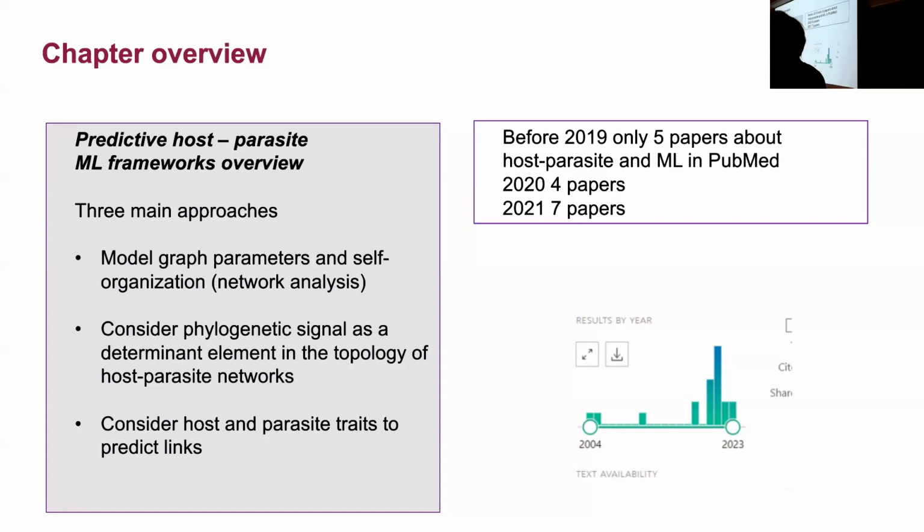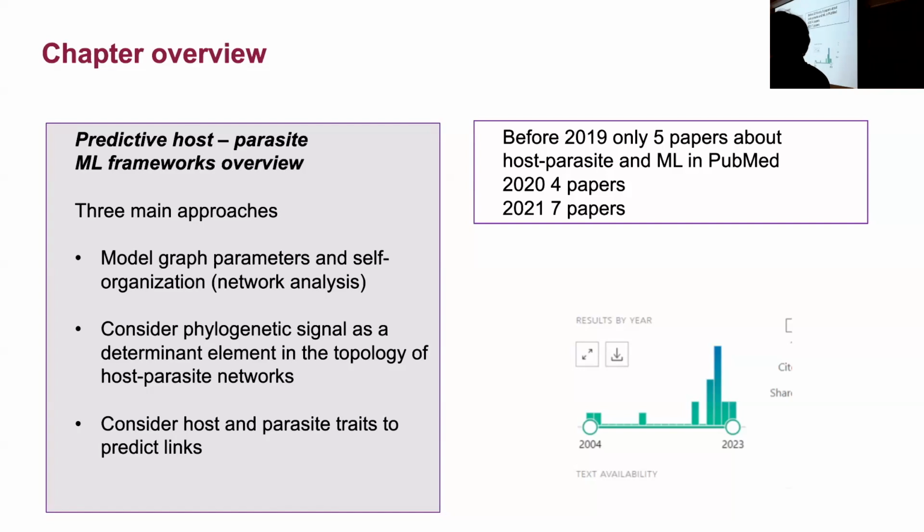Using graph theory and network analysis, that was some groups doing that. Others consider the phylogenetic signal as a determinant. That means that if you have two species that are phylogenetically close, they should share the same parasites. That's an old idea from some researchers. And they add the topology of the network to improve that.